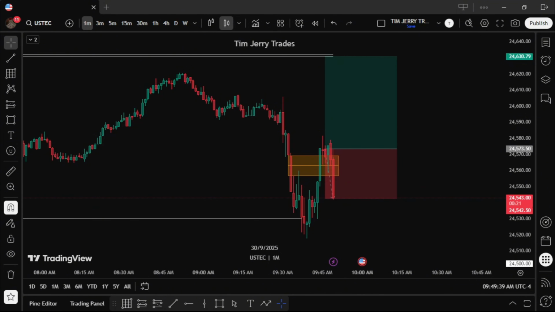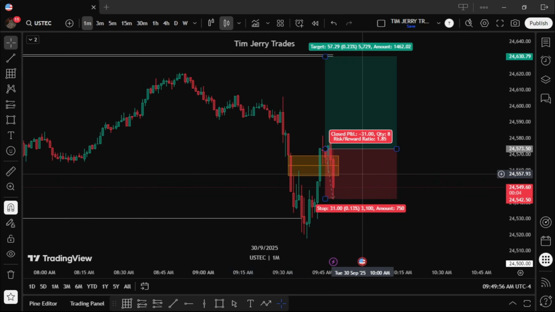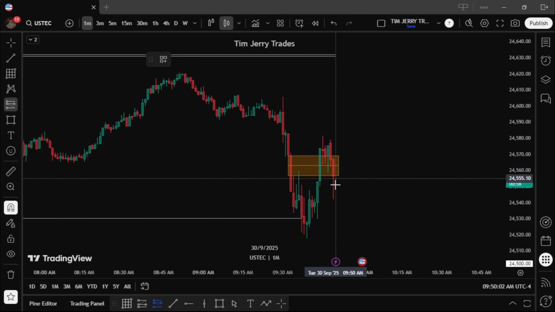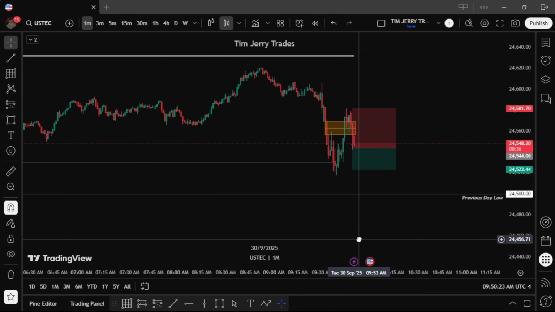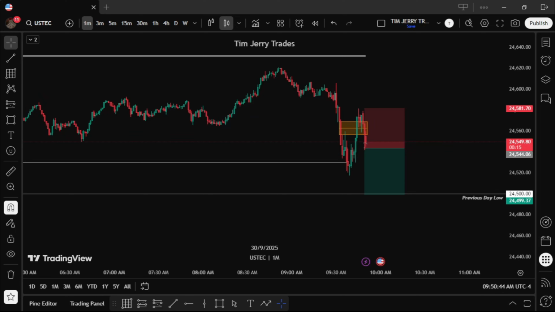So I ended up getting stopped out right there, my two positions, and ended up taking another sell trade. Like I said, because there was an inverse value gap there. Now taking my sell trade, my stops are just above the highs, and then I'm targeting the previous day lows and that short term low right there.